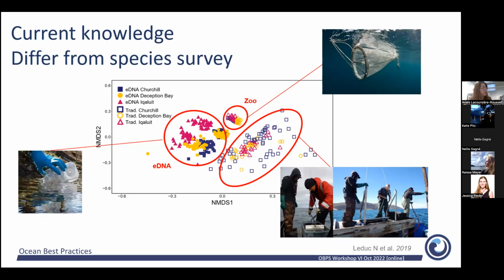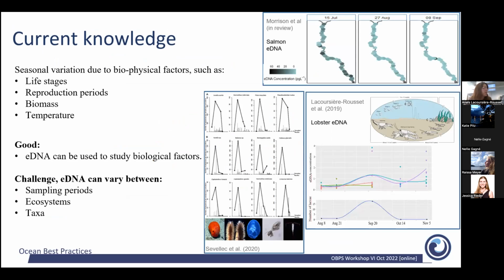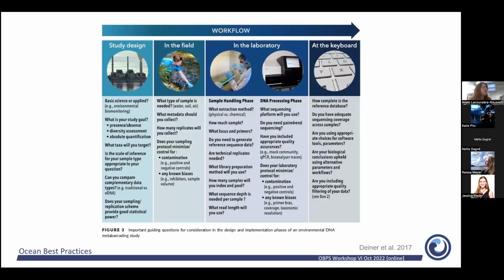We know that eDNA has different spatial and temporal scales than direct species surveys. That's what we have learned, even when the lab method is considered mature and efficient. There's an increasing number of studies showing that eDNA varies seasonally due to both physical and biological factors. The good news is that eDNA can probably be used to study species biology, such as metabolism rate, biomass, reproduction periods, etc. But it also means that eDNA detection rate varies between sampling periods, ecosystems, and taxa. It also shows the importance of adjusting sampling effort to detect species at low abundance, and that we need guidance.